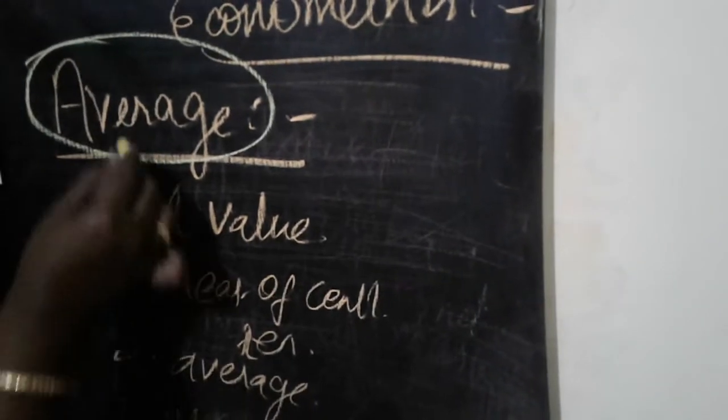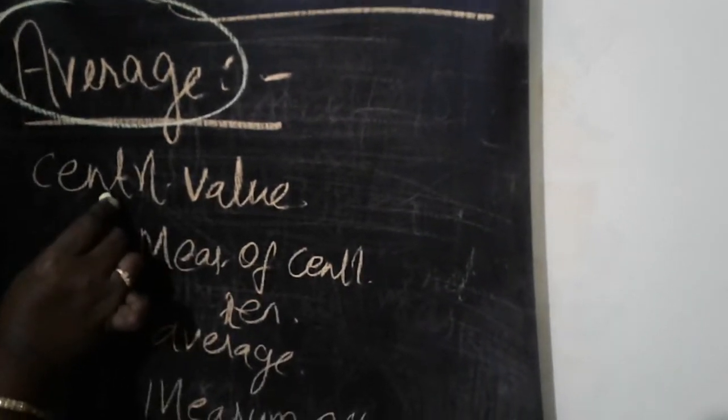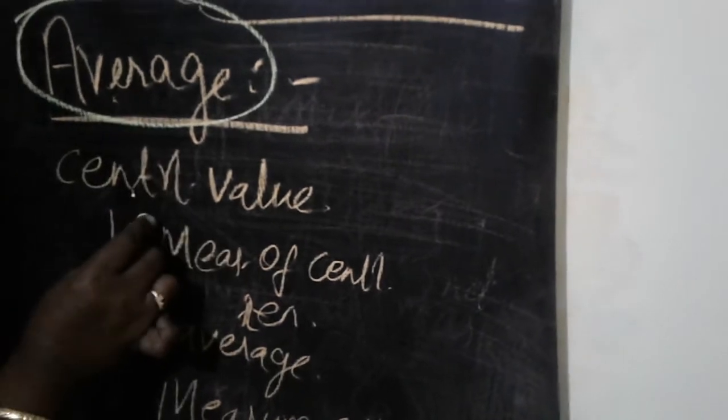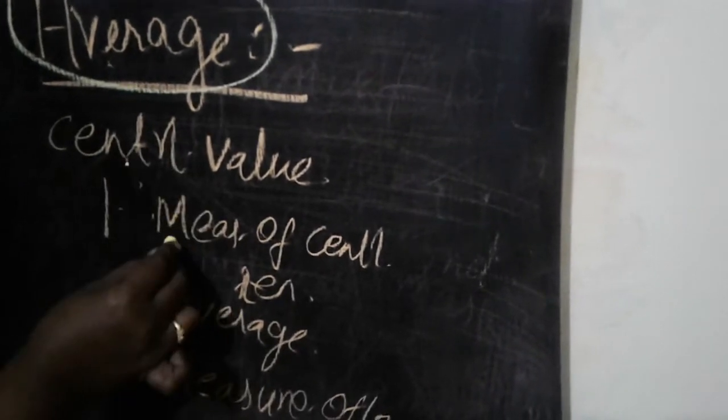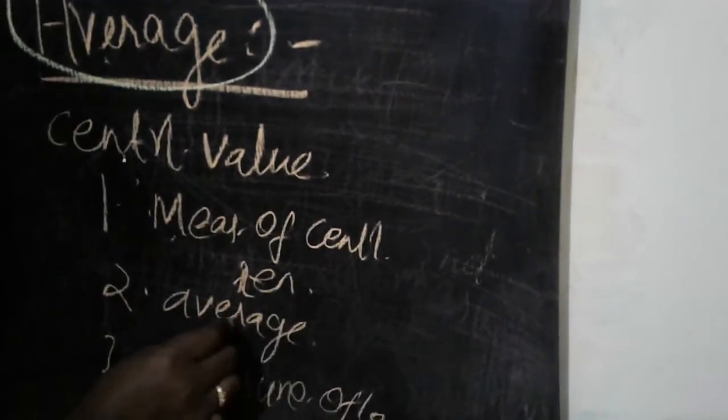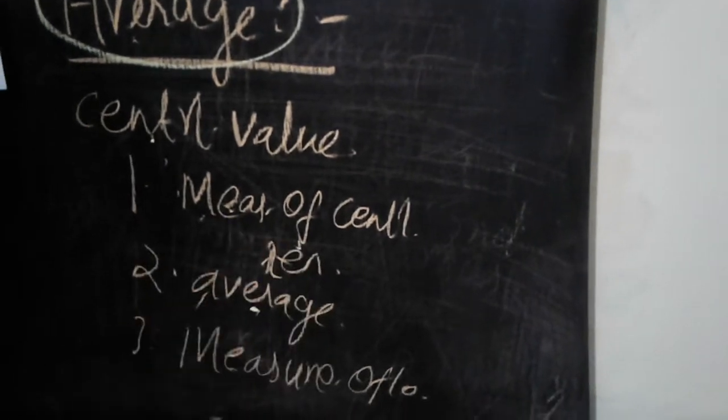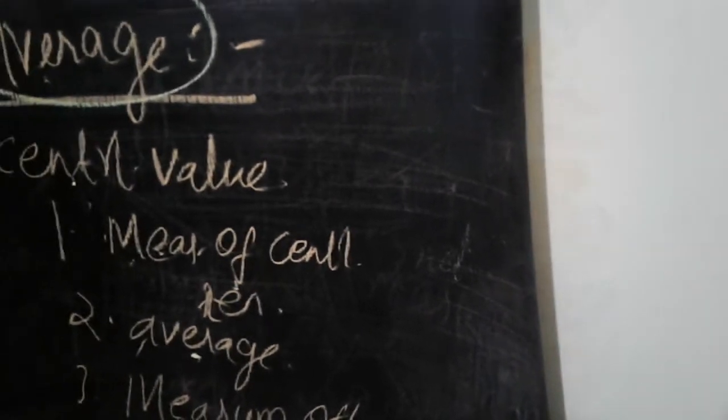And average is also known as central value. Average means it is nothing but central value. And central value we can also call by three different names: average, measure of central tendency, and measure of location. Over. In this average, we have five important averages.